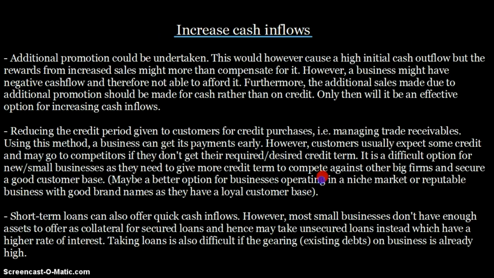Okay, and taking loans is also difficult if the gearing, that is an A2 term, gearing, is basically, for now you can say, the existing debts. You don't need to know much more detail about that. So taking loans is difficult if the gearing, that is the existing debts on a business, is already high. So if you already have debts, then banks won't give you more debts. You need to first cover up those debts in order to take more loans.